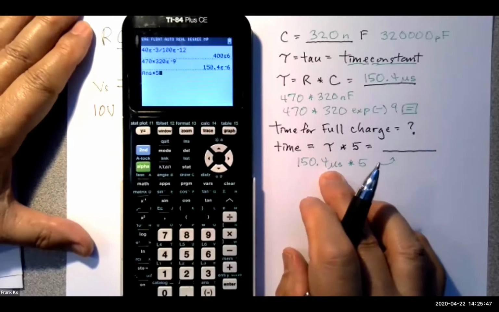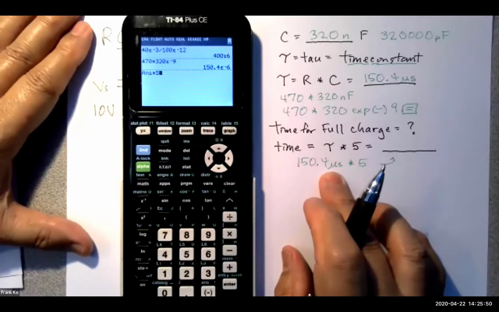150.4 micro, which is 10 exponent negative what?